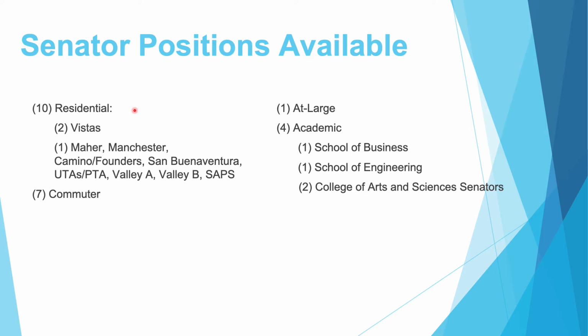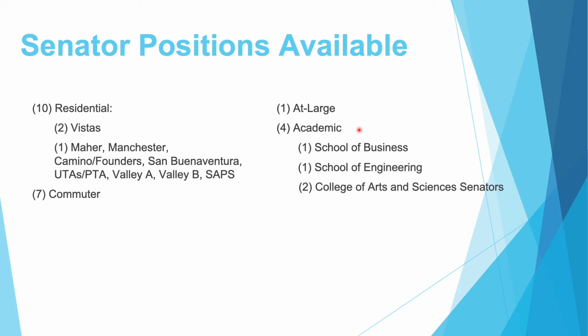At-large senators, which is right here, are voted in by the entire student body instead of having to deal with the restrictions of academic or residential senators, for example, and they kind of represent everybody. The academic senators, which is right here, they represent a certain college. For example, business majors will fall under the School of Business, so that is where they would be running in terms of academic senator positions. Does that make sense? Awesome.